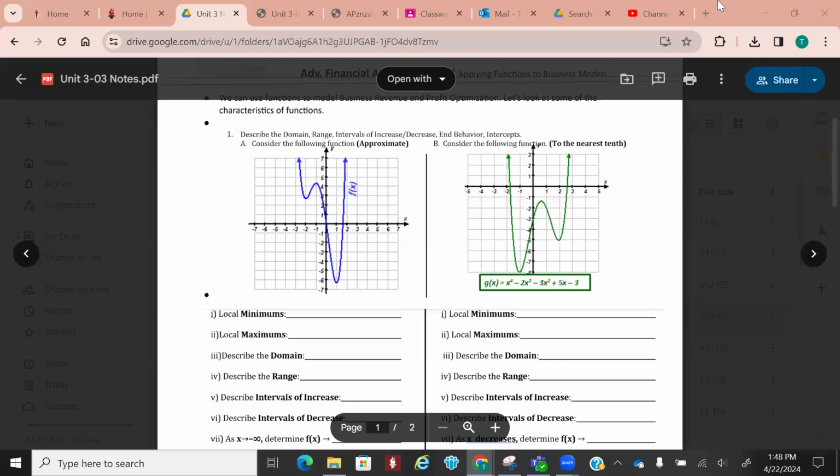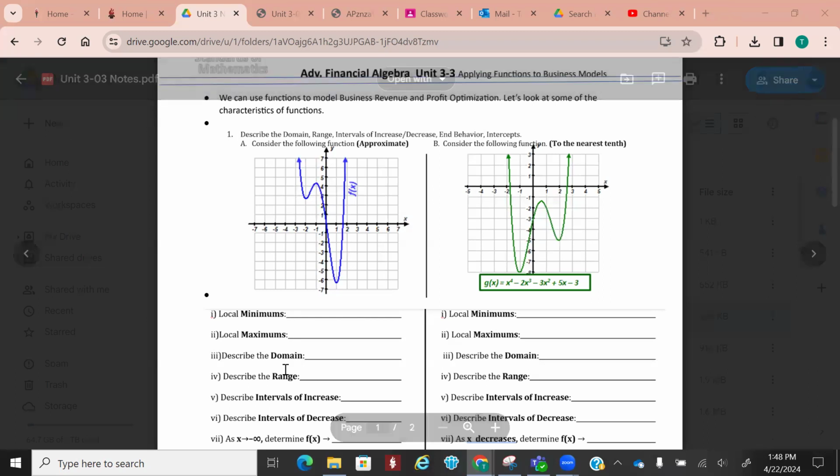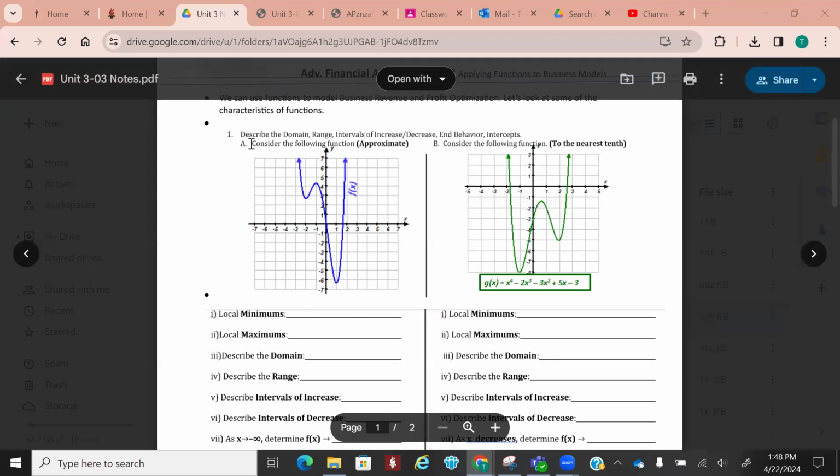Okay, so this is 3.3. So we're going to describe the domain, the range, all the things. So find the local minimums. Now minimums are the lowest y values. So down here, that's a minimum. Down here, this is a minimum. This is a minimum. Okay, so local minimums are going to be like (1, -6). That's right here. And (-2, 3).